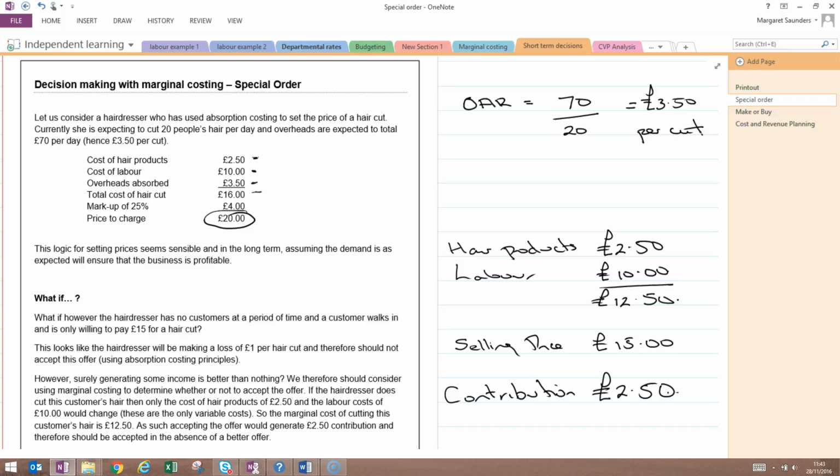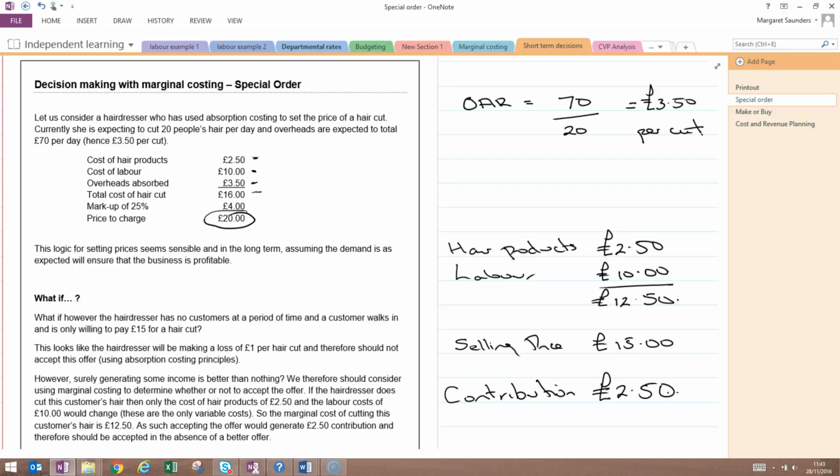What's going to happen if she agrees to do this customer's hair for £15? Firstly, the customer may come back on a regular basis and always want the haircut for £15. She may tell her friends, and they will also want haircuts for £15. So we could result in all customers wanting their haircut for £15 rather than the normal £20, or word of mouth, the hairdresser could actually end up with a huge number of customers because they feel that they're getting a good deal at £15 a time.